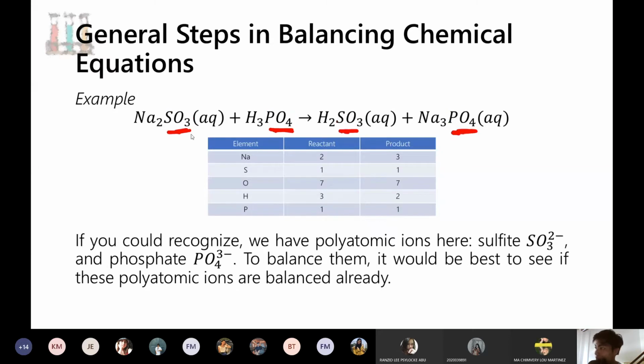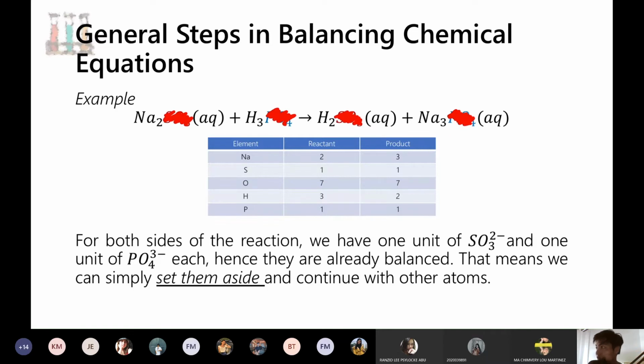No? So, pag nakita nyo yung balance yan, we have 1 SO3 here, 1 SO3 there, 1 PO4 here, 1 PO4 there. Pag balance yon, set aside. No? Wag mo muna pansinin. Ano yung ibabalance mo? Ibabalance mo ngayon itong mga natira. Itong Na, itong H, itong H, itong Na. Okay? So, ganun yung technique, ha? So, you set aside the polyatomics, then you balance the remaining atoms. You're going to balance sodium and hydrogens now.